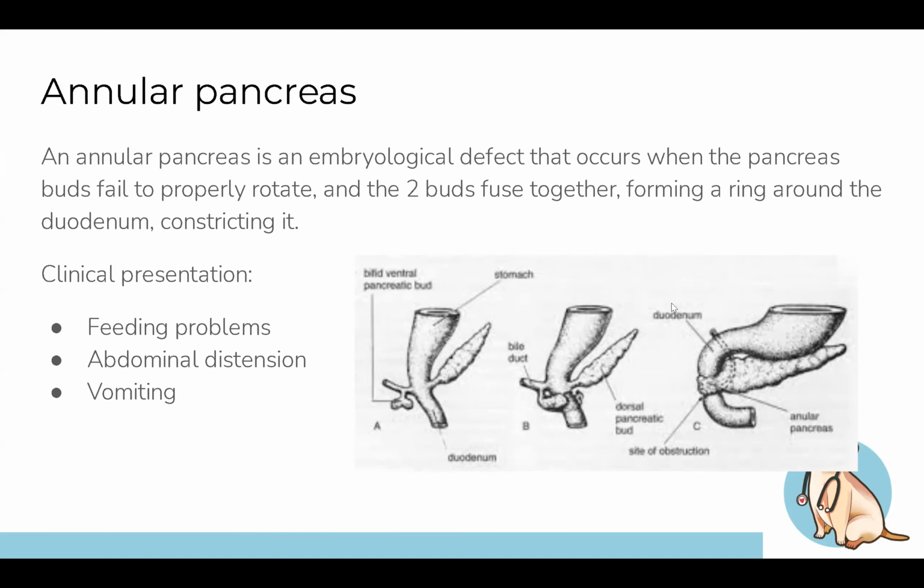Essentially, you'll see it in babies who don't want to feed. They might be vomiting and they're essentially just not eating and they might be malnourished. So if you have a baby come in with that, you're probably thinking, annular pancreas. All right, so pretty interesting.